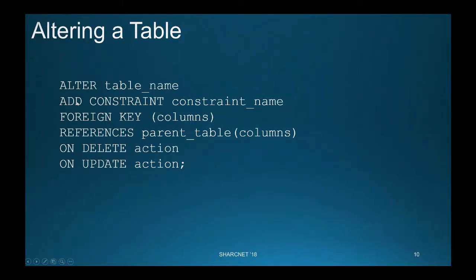In this case, we are adding a constraint. When you alter the table and you add a constraint, you have to name the constraint, and you can reference that later on. Then the foreign key. So we're adding a foreign key, with columns, that would be the columns in the current table. Then references the parent table, or external table, columns in the other table. On delete action, on update action.